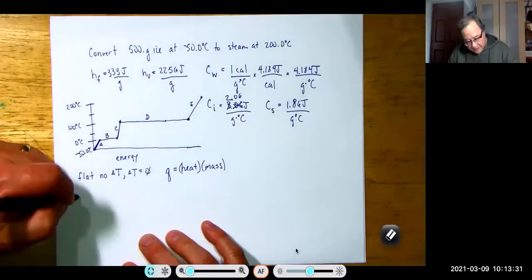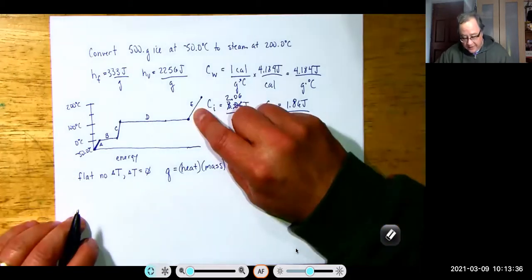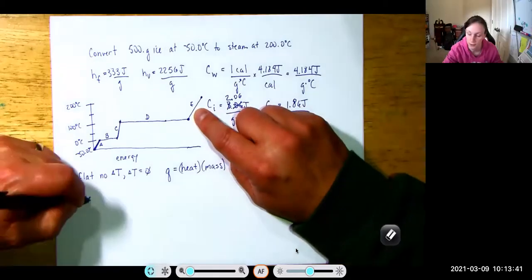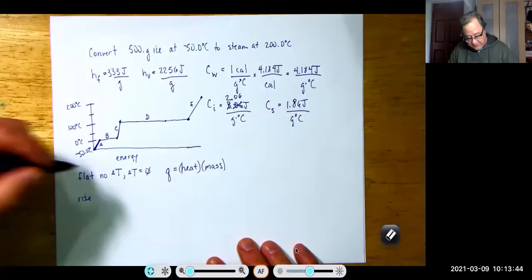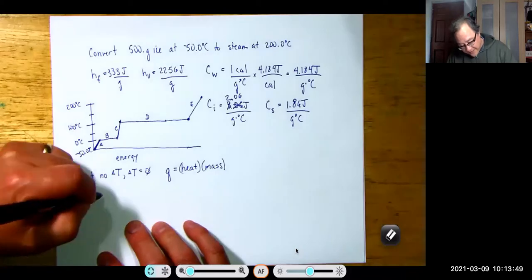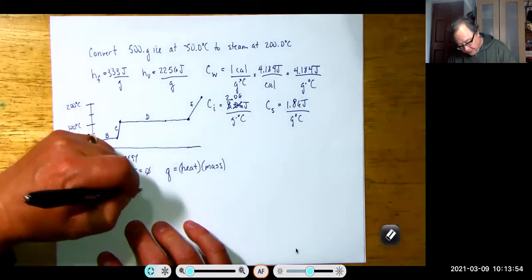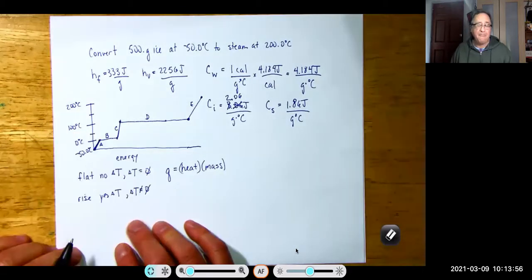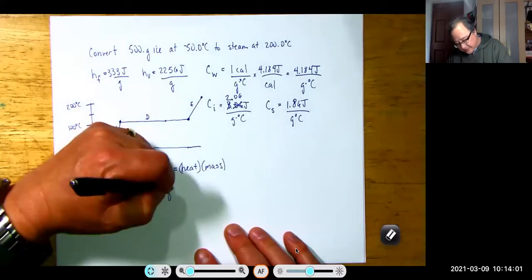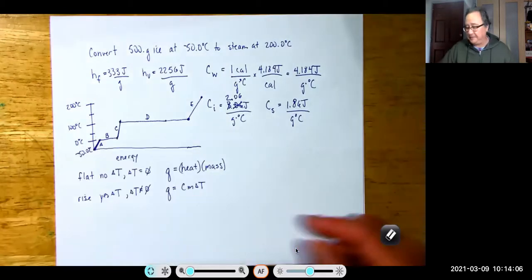Now, this part here where it's not flat, we're going to call that a rise. Is that okay? Or incline? Incline, rise. Rise has fewer letters. So here we have a yes change in temp, which is to say that the change in temp is not equal to 0, right? And that's the specific heat. Here you're going to use Q is equal to C m delta T. Another way to memorize this is C is equal to MCAT.